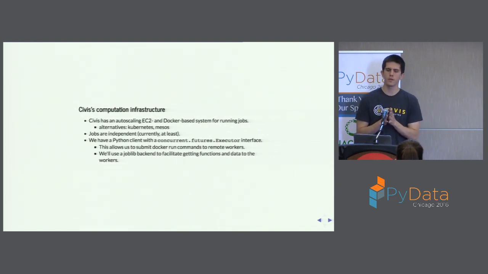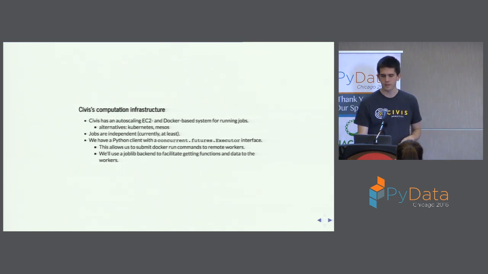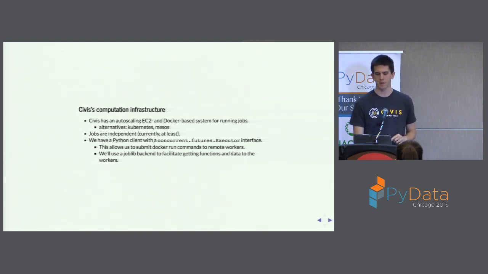So at Civis, we have our own custom auto-scaling Amazon EC2 Docker-based system for running jobs in the cloud. There are all the other systems, you know, Kubernetes and Mesos, things like that, that you probably do this sort of thing with. But for the purpose of the talk, I'm just going to use our infrastructure. I'm not really going to talk too much about it.